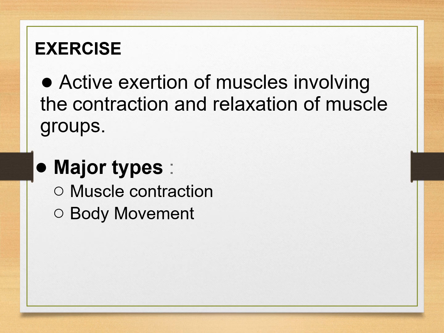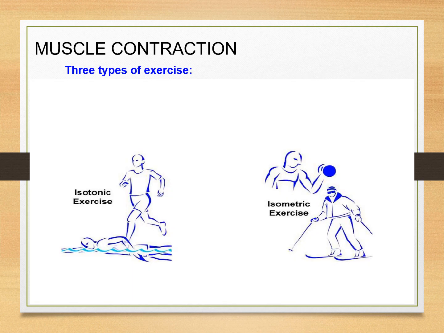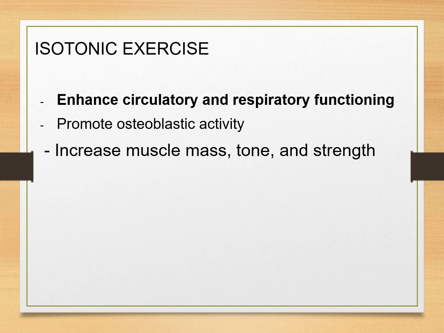Exercise is an active exertion of muscles involving the contraction and relaxation of muscle groups. It involves the following major types: muscle contraction and body movement. These are examples of your types of exercise. You have isotonic, isometric exercise that involves muscle contraction. The isotonic exercise involves enhancing circulatory and respiratory functioning. It promotes osteoblastic activity, increased muscle mass, tone, and strength.